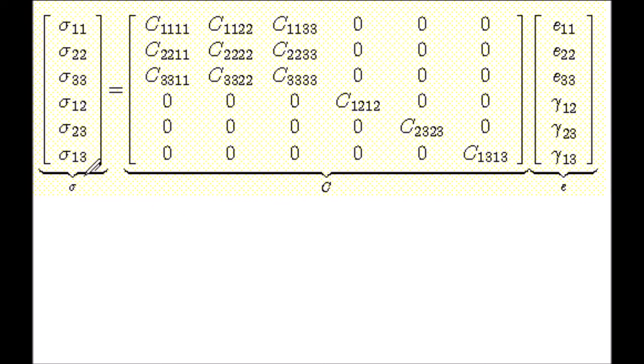For convenience, we call this stress vector sigma and the strain vector E, and we call this stiffness matrix just capital C. Note that in a composite material, the coefficients in this stiffness matrix depend on the spatial coordinates. So it will not be constant in each point. It will be a different value.